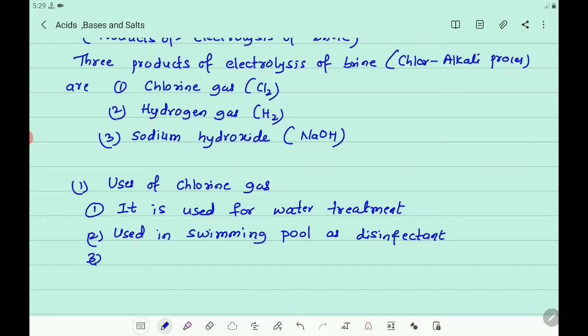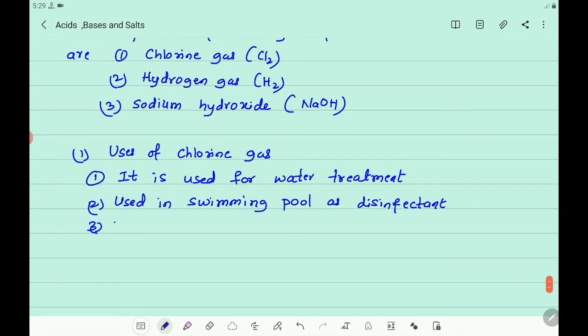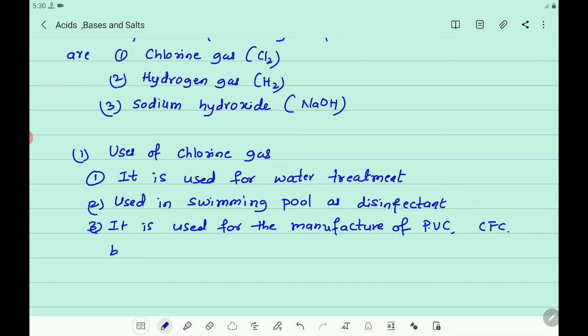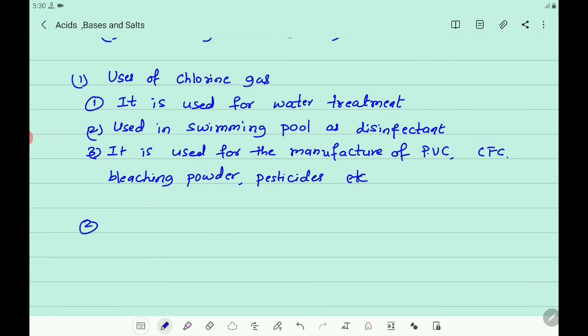Third one, it is used for the manufacture of PVC, CFC, bleaching powder, etc. Take bleaching powder, pesticides, etc. These are some uses of chlorine. Second one you take uses of H2 gas.